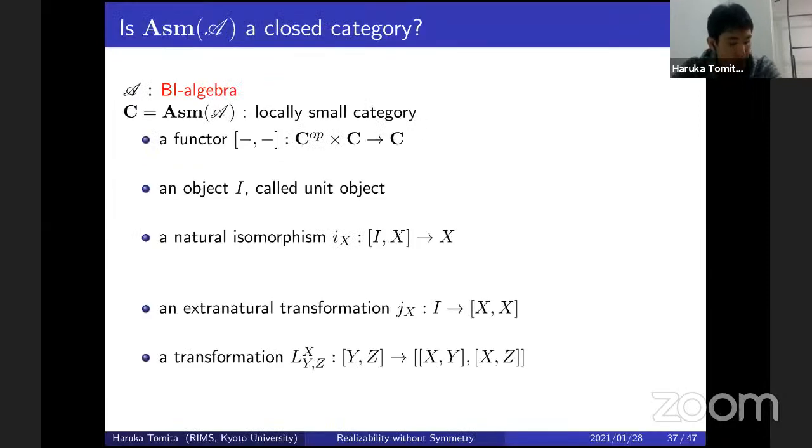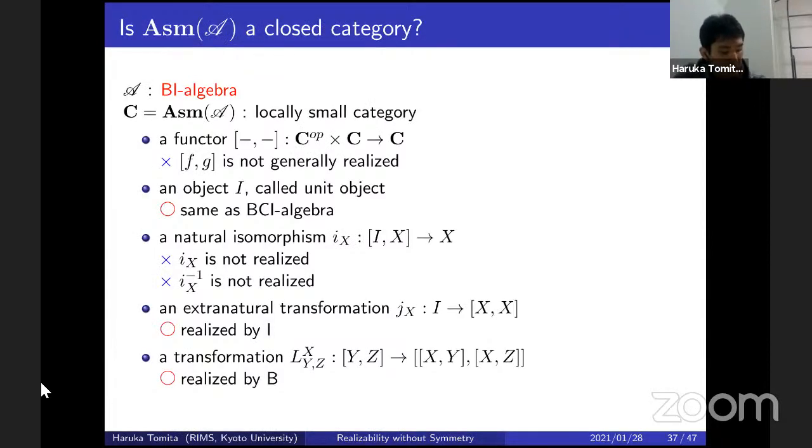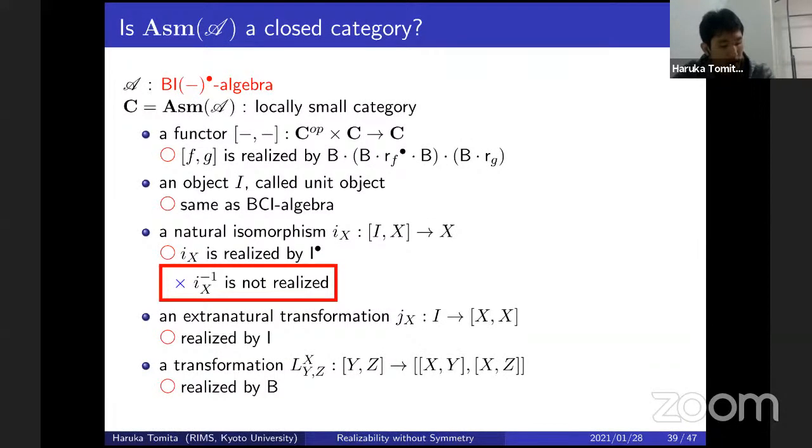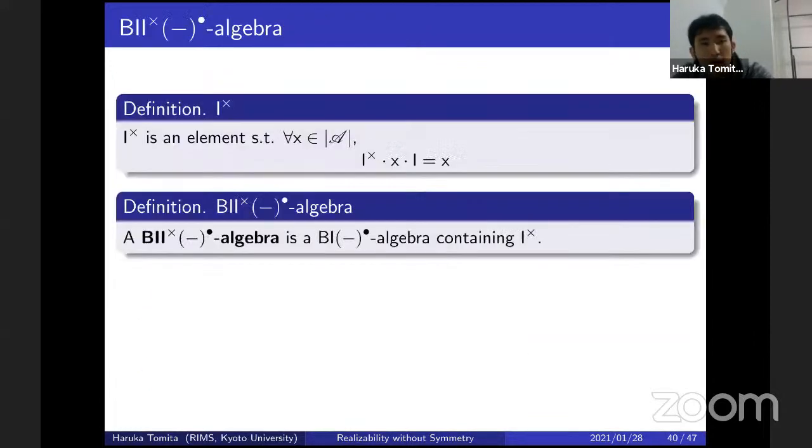Back to realizability. Listed here are the components of closed categories. When an applicative structure A is a BI algebra, ASMA does not have several components because there are generally no realizers for these maps. On the other hand, when A is a BI bullet algebra, we can get most of the components. As for the rest, for the realizer of I inverse, we need to prepare another special element, I cross, such that for all x, I cross x, I is equal to x.